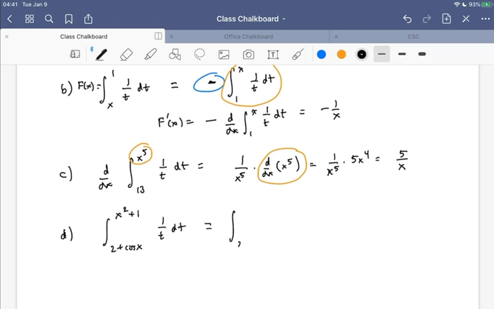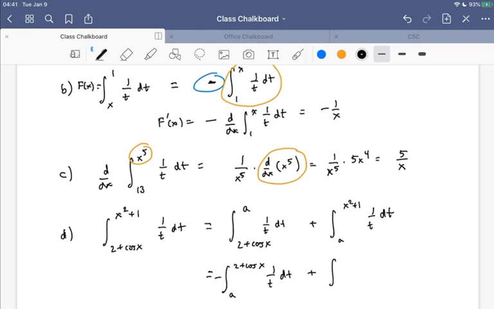So let's take it from 2 plus cos x up to some number a, and then go from a to x squared plus 1, like so. Each of these pieces we can deal with similar to the pieces before. For the first one, the first thing I do is flip the order. And for the second one, I don't have to flip the order.